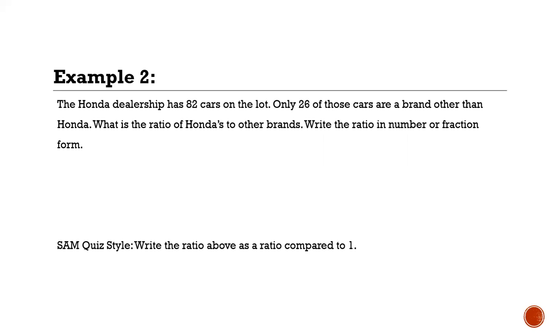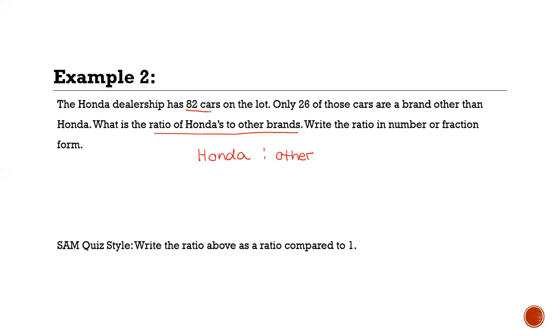So you have 2 different ways you can write them. So what we're looking for, and it might be best to kind of pull that out, is what's the ratio of Hondas to other brands? So we're looking for a ratio in this order, Honda to other, on this car lot. So if we look through the questions, let's find out what our numbers are.